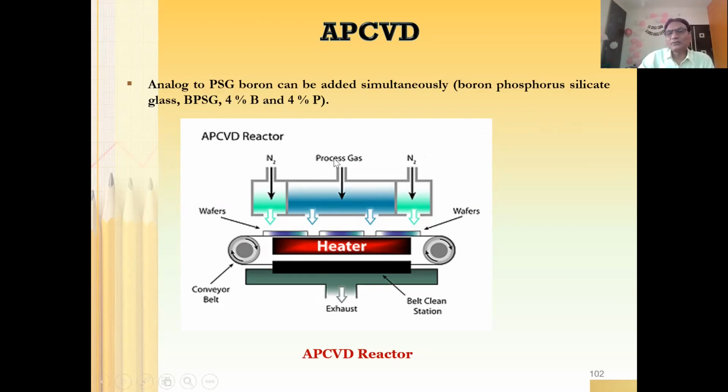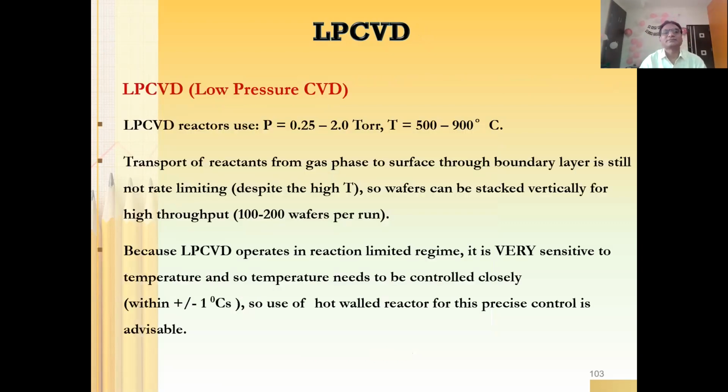The flow of N2 needs to be optimized, like all flows of the gases, and most importantly the wafers, right? They are going to be rotated. Okay, so that is going to play a very important role as far as APCVD is concerned.